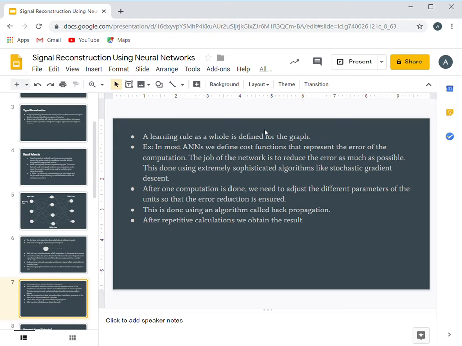So a learning rule as a whole is defined for the graph. For example, how do we determine that the ANNs are performing calculation as we need them? For this we usually define a cost function. The cost function is the measure of the error, and this is what we are going to minimize, reducing the error between the output and the input as much as possible.